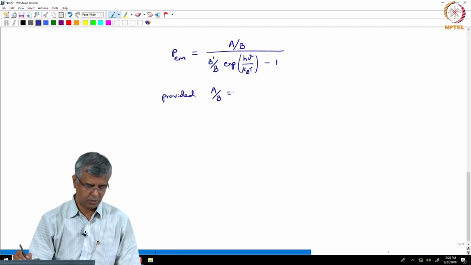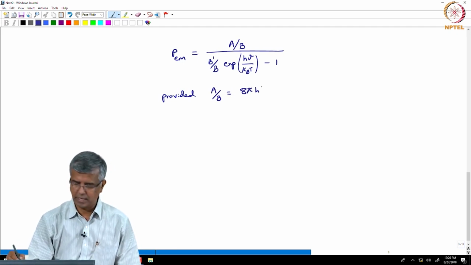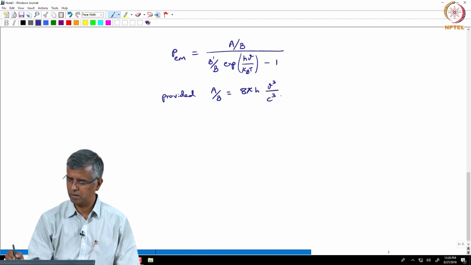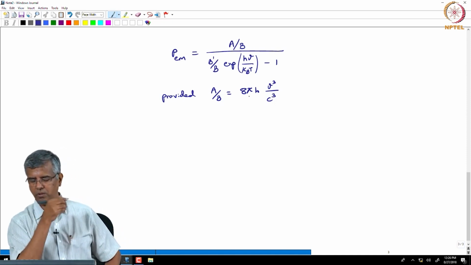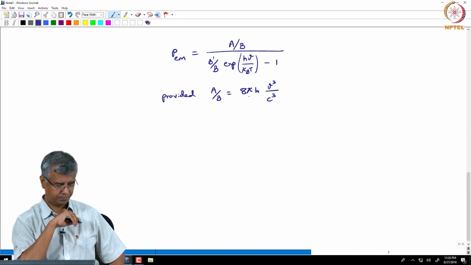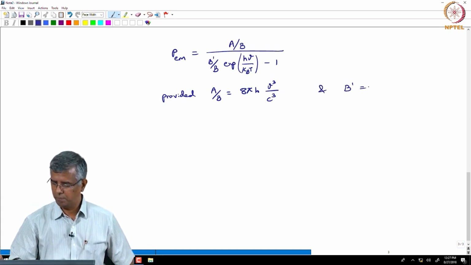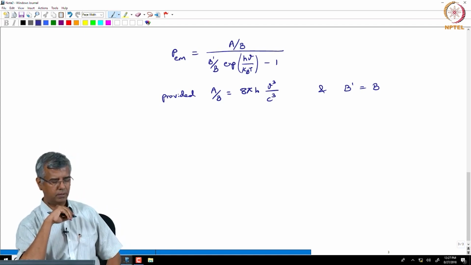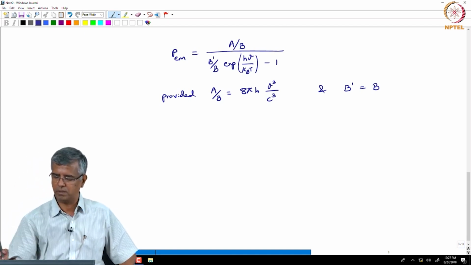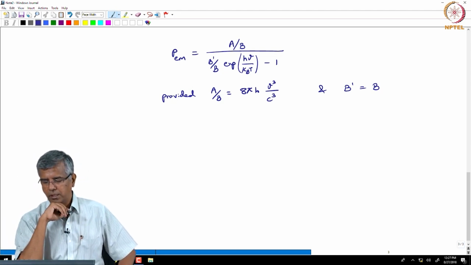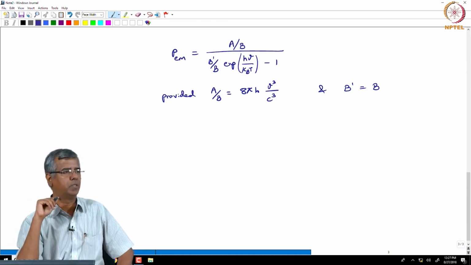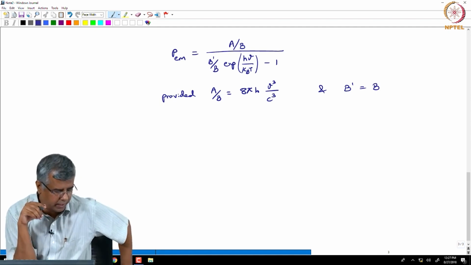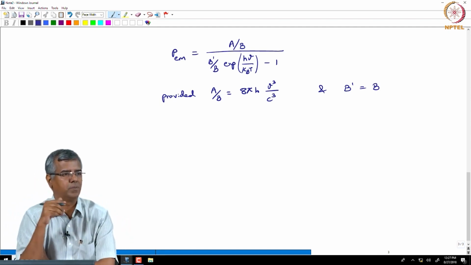A over B can be substituted by what Planck had derived as this factor, 8 pi multiplied by Planck's constant multiplied by nu cube over c cube, which you can choose to write as 1 over lambda cube, and B prime equal to B, or B prime by B equal to 1, which essentially means B prime is equal to B. So, if you substitute these constants A, B and B prime by these factors, this is exactly what Planck had observed, okay.